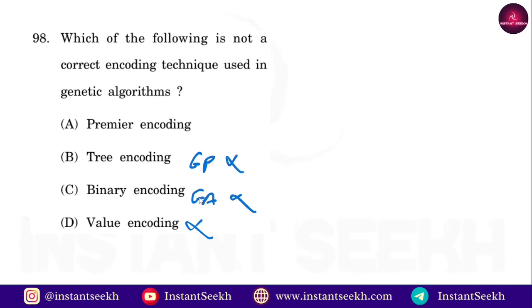The term that is not recognized in GP or genetic algorithms is premier encoding. We are aware of tree encoding, binary encoding, and value encoding, but the term premier encoding is not associated with standard GA, genetic algorithm literature. So option A is the correct answer for this question.